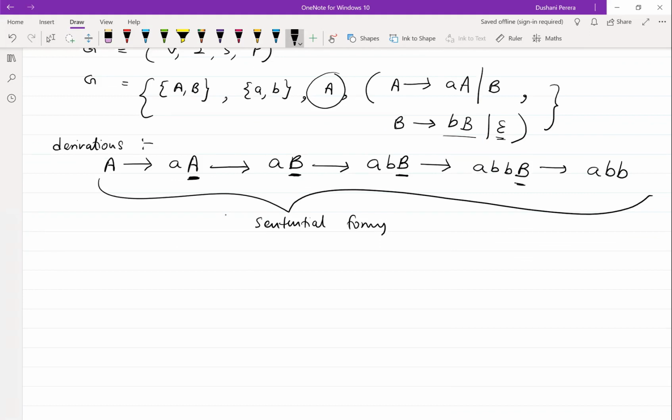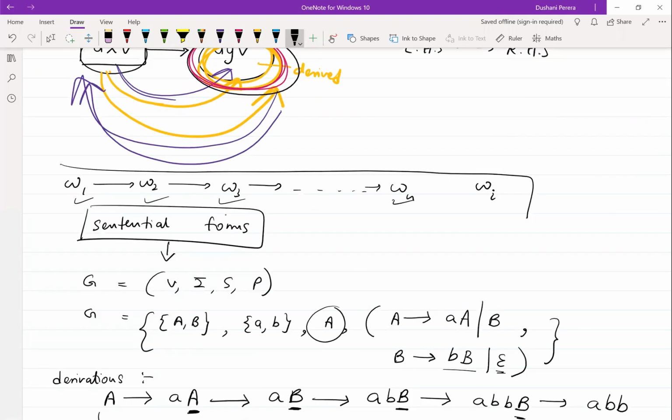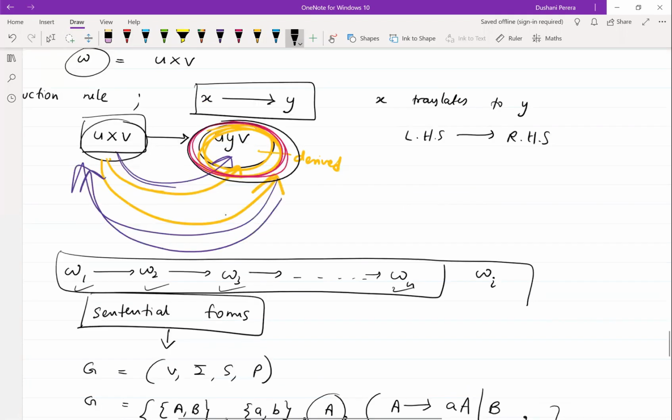This is a sentence. Sorry, all of these are sentential forms. That is what we said over here. All the W's, W1, W2, W3, up to Wn, are called sentential forms. They are the derivations that we get by applying production rules.